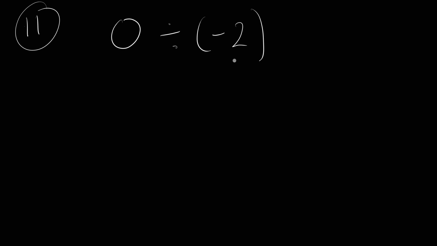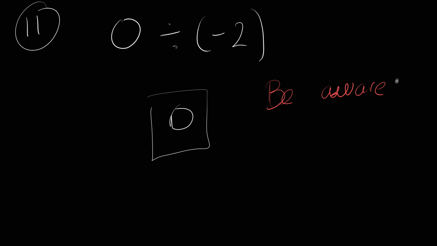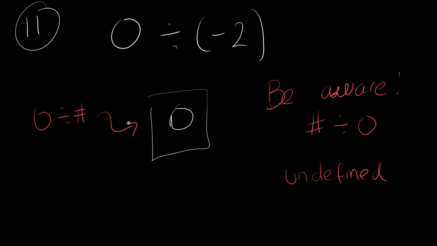11, we have 0 divided by negative 2. Well, 0 divided by negative 2 is actually 0. So that's your final answer. Be careful though. Be aware that whenever you divide by 0, if I were to have any number divided by 0, this will be undefined. But this is not the case. The case is 0 divided by a number, like here I'm going to show you, 0 divided by any number is just going to be 0. Okay? Be careful with that.